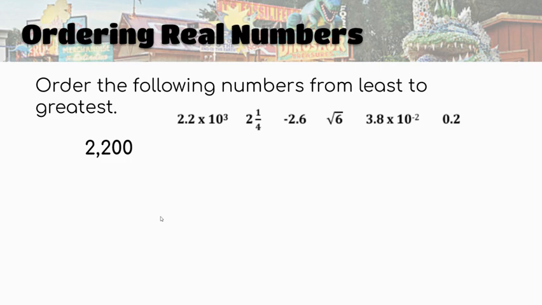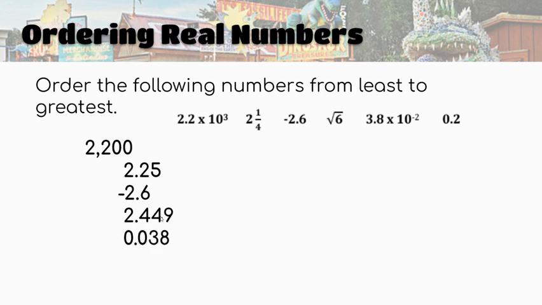2 and 1/4 to make a decimal. I'm going to keep that whole number of 2, so 2 point, and then I'm going to divide my numerator by the denominator, so 1 divided by 4, 2.25. Notice how I lined up these place values? That 0 and the 2 are both in the ones place, so they are lined up here. Negative 2.6, well, that's just going to stay the same. The square root of 6 is about 2.449.